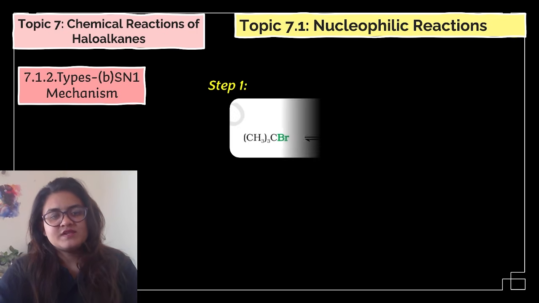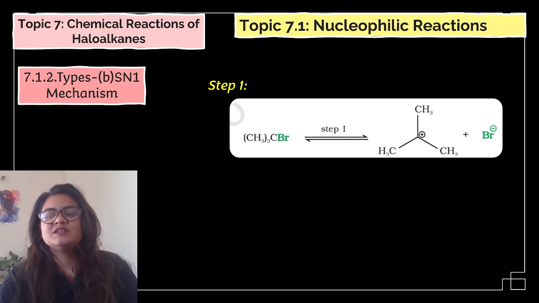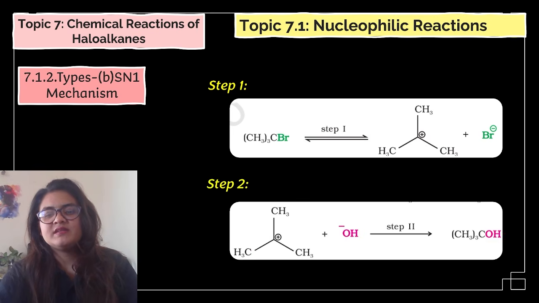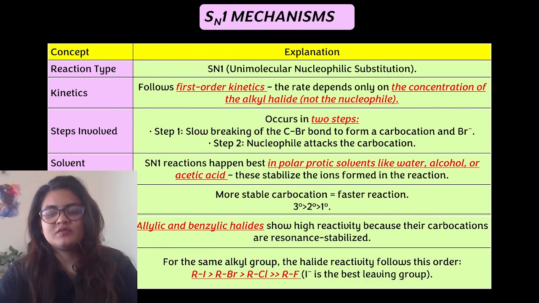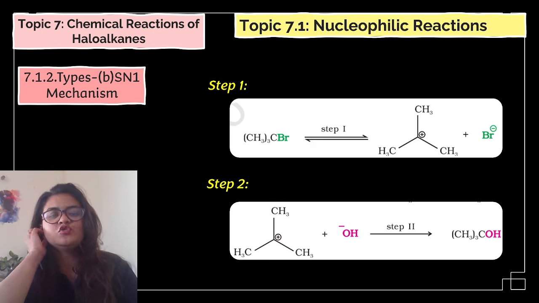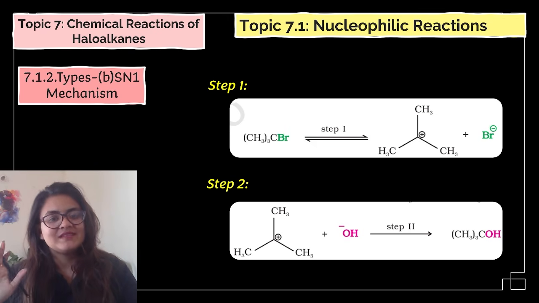So here comes the SN1 mechanism. Here you can see tertiary butyl bromide. In step 1 we get the carbocation generated. In step 2, the carbocation will be attacked by the nucleophile, and you will get your tertiary butyl alcohol, right? So this is all about the SN1. It has 2 steps. In the first step we get the carbocation intermediate, and hence the first step is the slowest one, and thus it's the rate determining step as well.